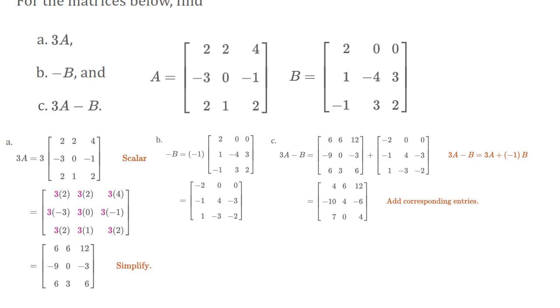Let's do row 3 now. 6 plus 1 is 7. 3 plus a negative 3 is 0. 6 plus a negative 2 is 4. So I added all the elements corresponding to their position, and that's how you add two matrices together. Okay.